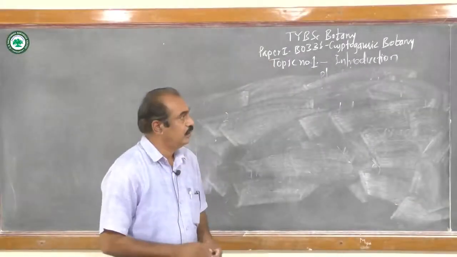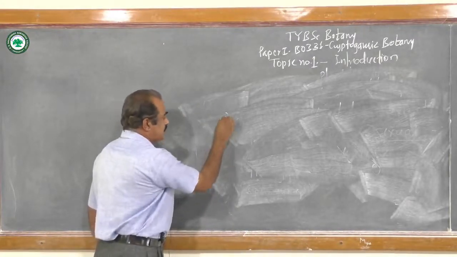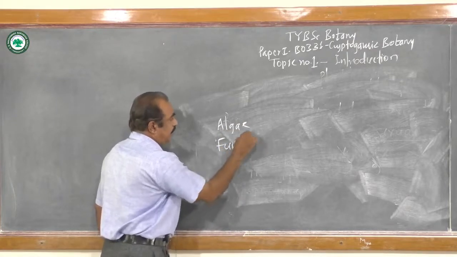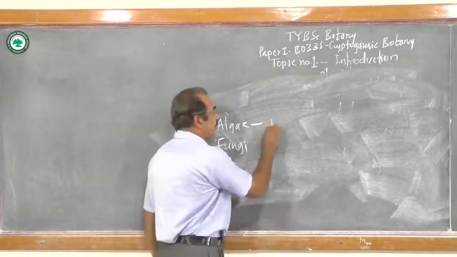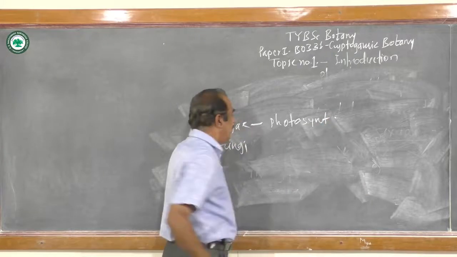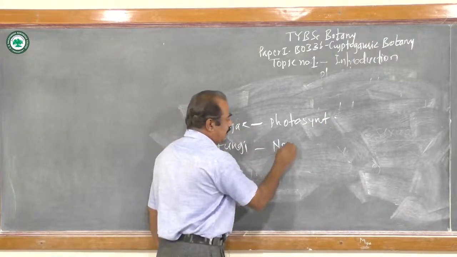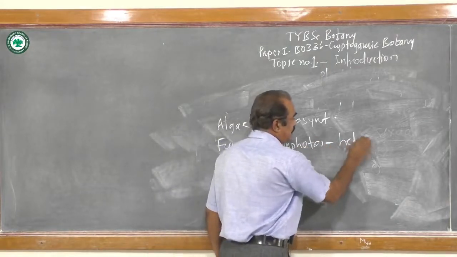Now here, these cryptogams are again divided into two groups, that is algae and fungi. Algae are the chlorophyll bearing autotrophic plants, that means they are photosynthetic. They prepare their own food material, and fungi, they have no chlorophyll, so they are non-photosynthetic. They are non-photosynthetic and heterotrophic in nutrition.